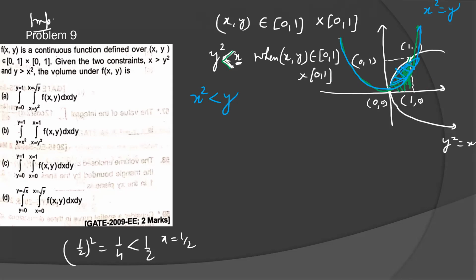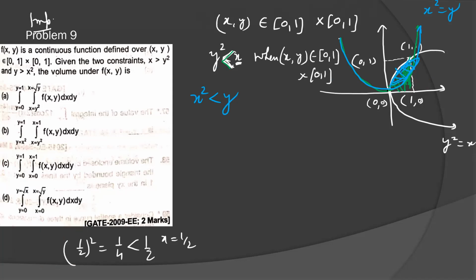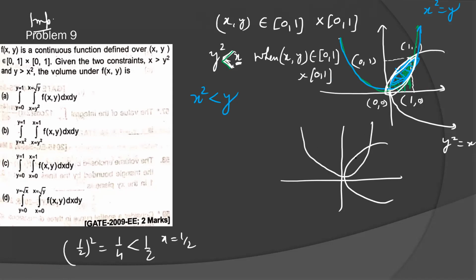So this is your bounded region. What is your bounded region here? Bounded region is between these two parabola. This is your boundary region. So now if I draw again a good picture, this is your region where we have to integrate. And intersection points are 1, 1, 0, 0.